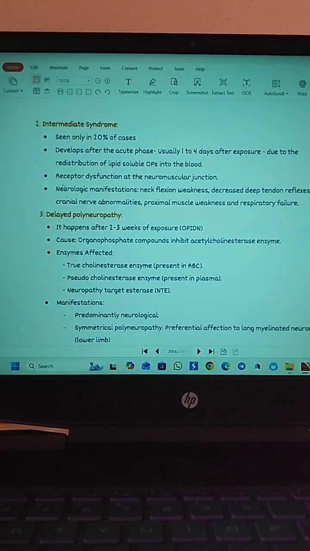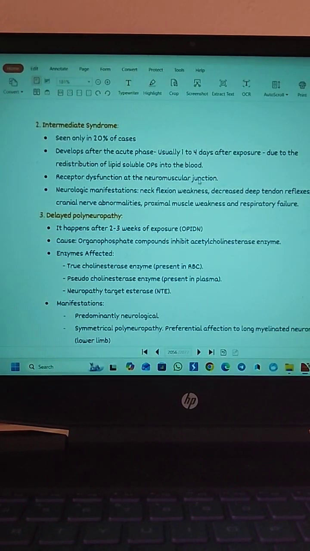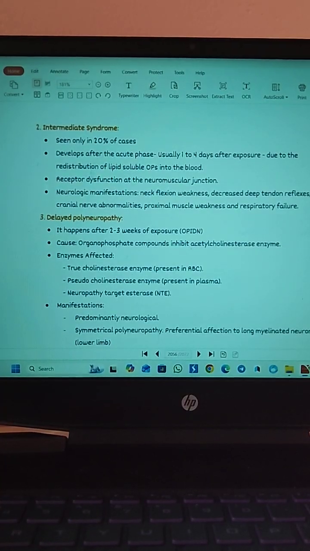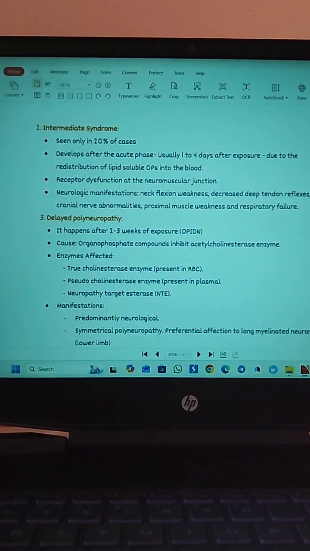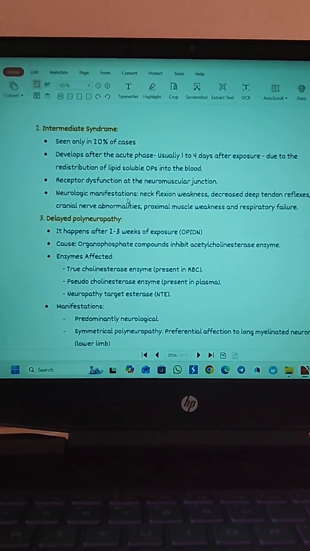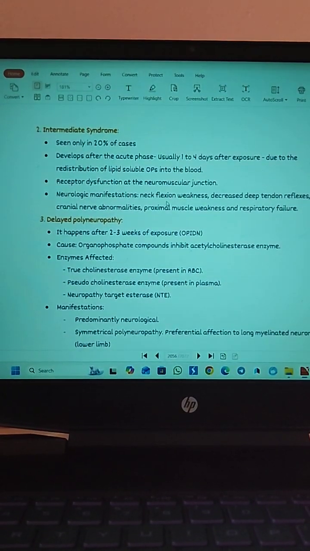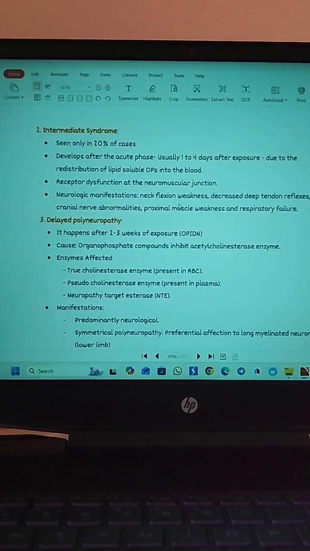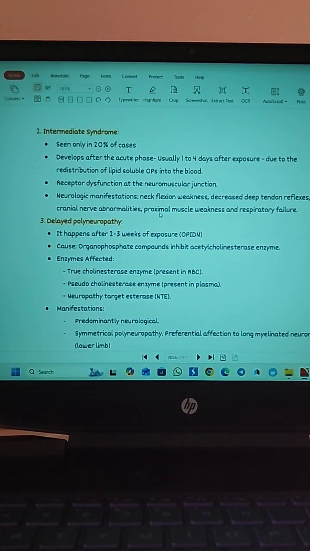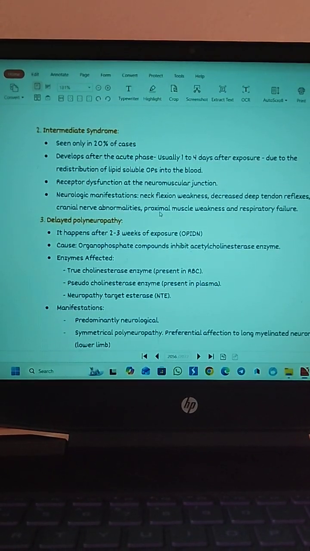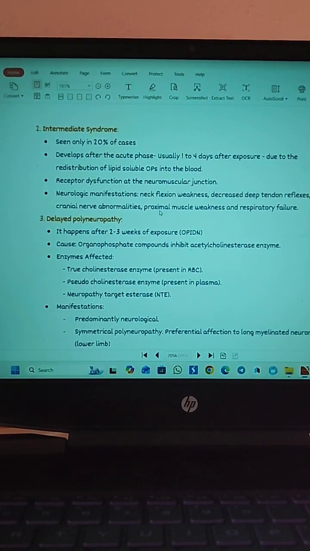Here, what mainly happens is that at the neuromuscular junction, the receptors become dysfunctional, and there will be neurological manifestations. What are the neurological manifestations seen here? Mainly neck flexion weakness, decreased deep tendon reflexes, cranial nerve abnormalities, proximal muscle weakness and respiratory failure. These are the neurological manifestations seen in the intermediate syndrome.